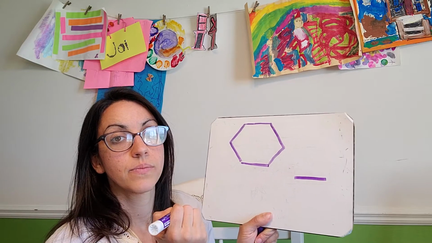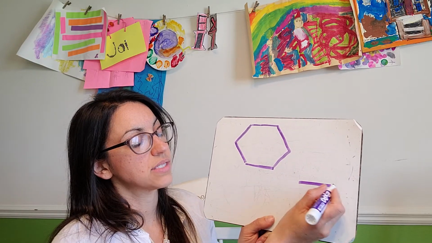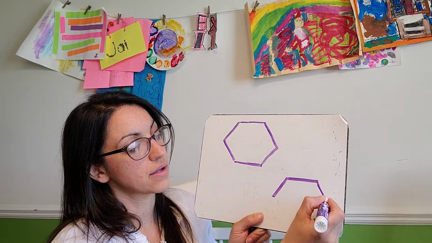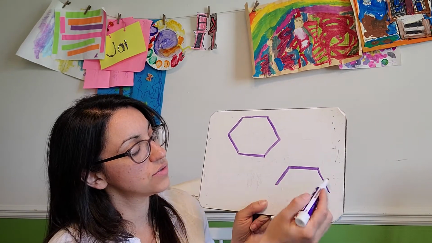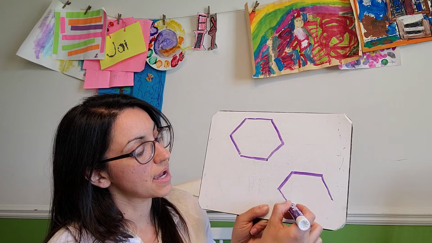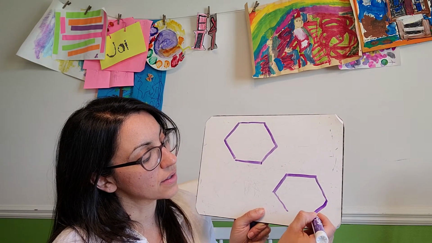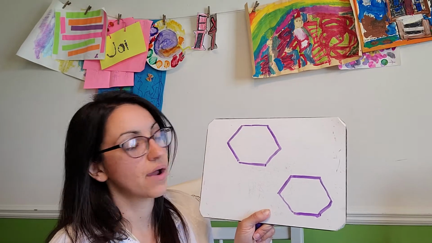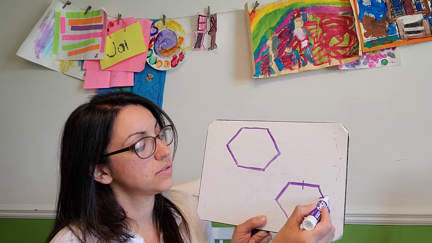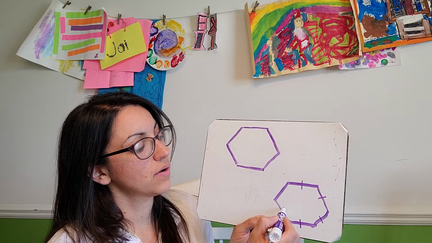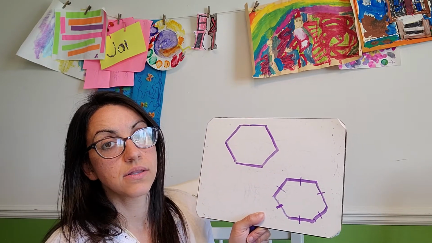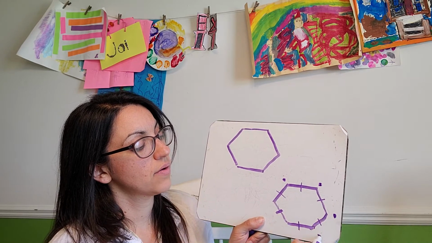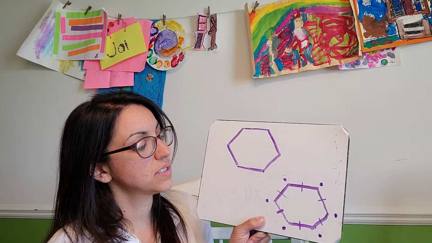Across the top. So that's side 1. Diagonal down, diagonal down. So that's 1, 2, 3 sides so far. Diagonal in, diagonal in. Close it at the bottom. Let's count our sides. 1, 2, 3, 4, 5, 6. Let's count our corners. 1, 2, 3, 4, 5, 6.